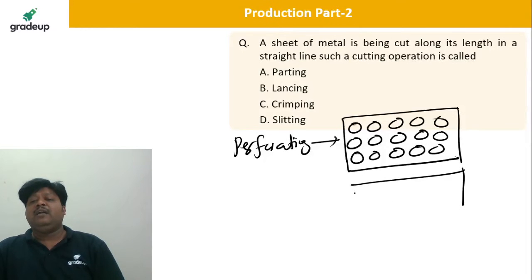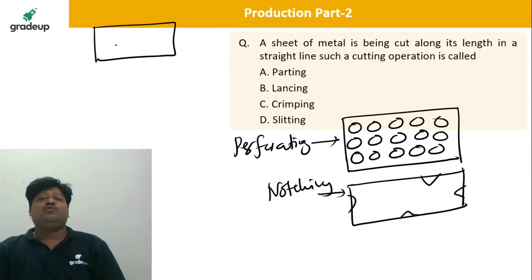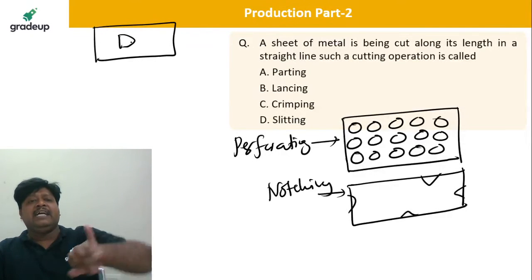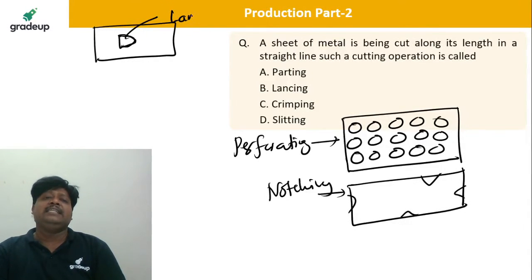If I want to cut the sheet like this, from the edge, this is known as the notching. If I want to produce an incomplete hole at the midway of the sheet and I just want to bend that cut part, that is nothing but the lancing.